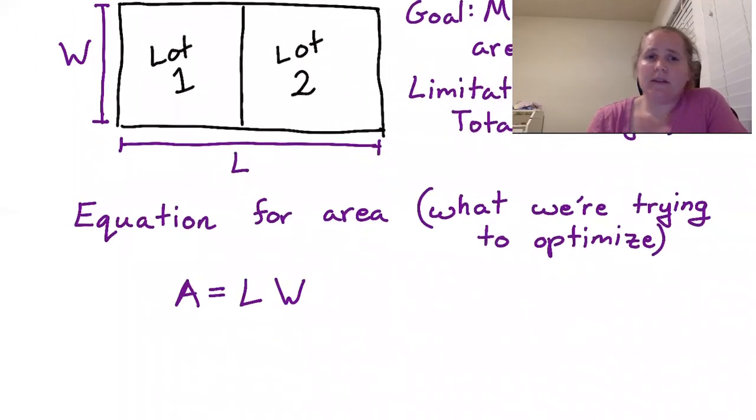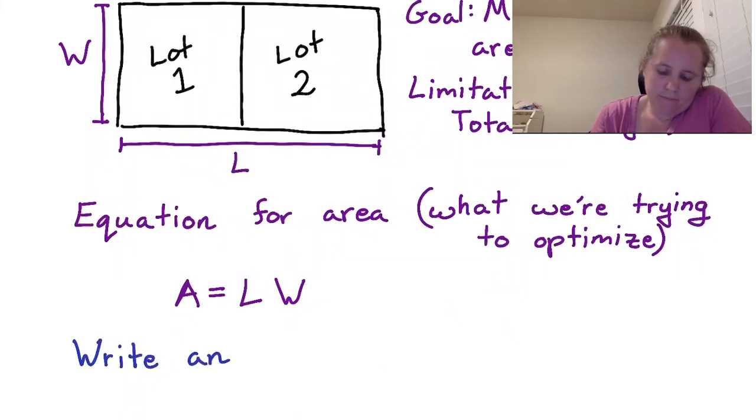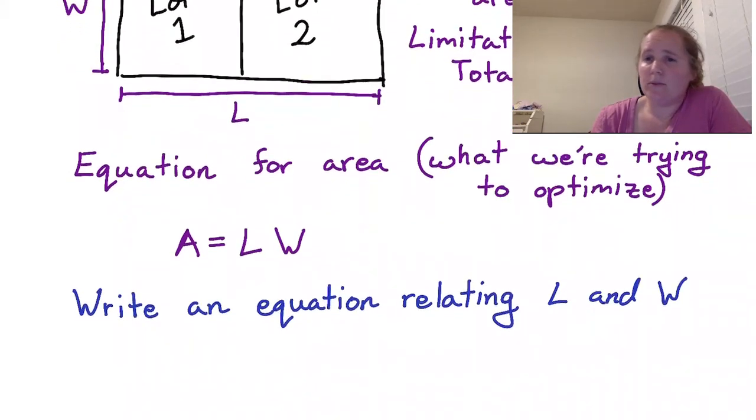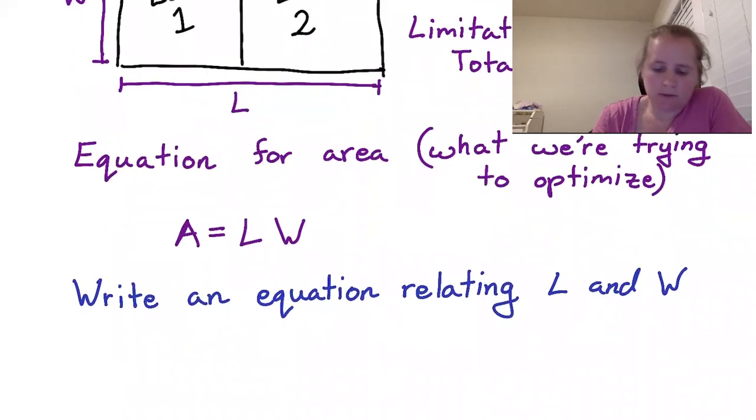Now what we need is an equation relating length and width, and this is usually going to use whatever other information you were given in the problem. So now we're going to write an equation relating length and width. And again, this will use whatever other information we were given in the problem.